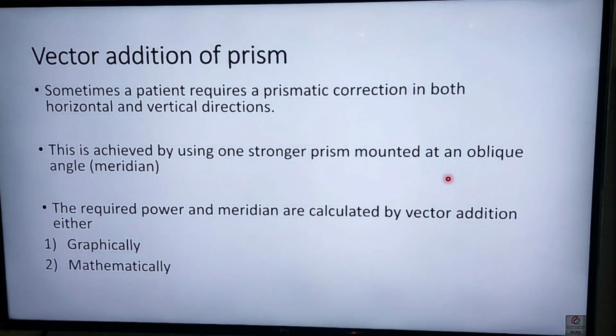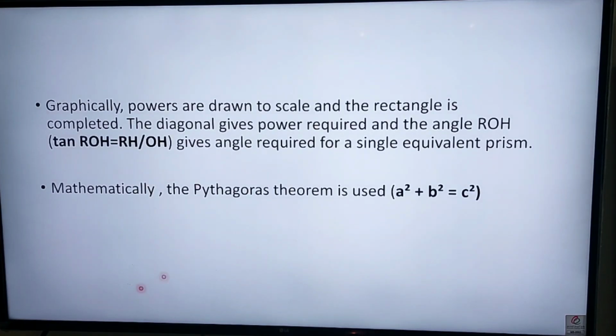Okay, so the vector addition of a prism. Sometimes you would need correction in both horizontal and vertical direction. So what do you do? You take a stronger prism mounted at an oblique angle. How will you find the power and the angle required for it? This can be given either graphically or mathematically. Graphically, you draw the powers to scale and complete a triangle, or you can give it mathematically by the Pythagoras theorem, A square plus B square is equal to C square.